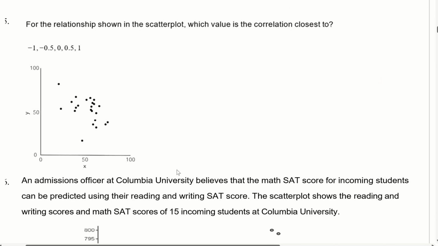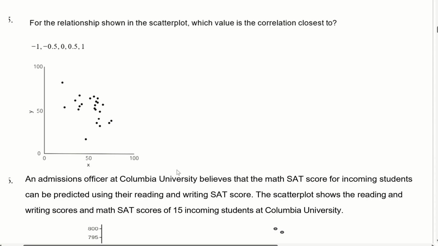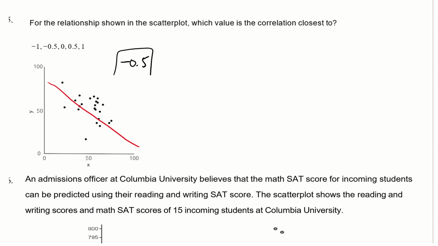And then number 5, find the relationship shown in the scatter plot. Which value is closest to it, and then we just pick our answer. Okay, so we know it has to be negative because it's like that, right? So it has to be -1 or -0.5. But we know it can't be -1 because -1 is a perfect line. So the answer has to be -0.5. Moderate negative relationship.